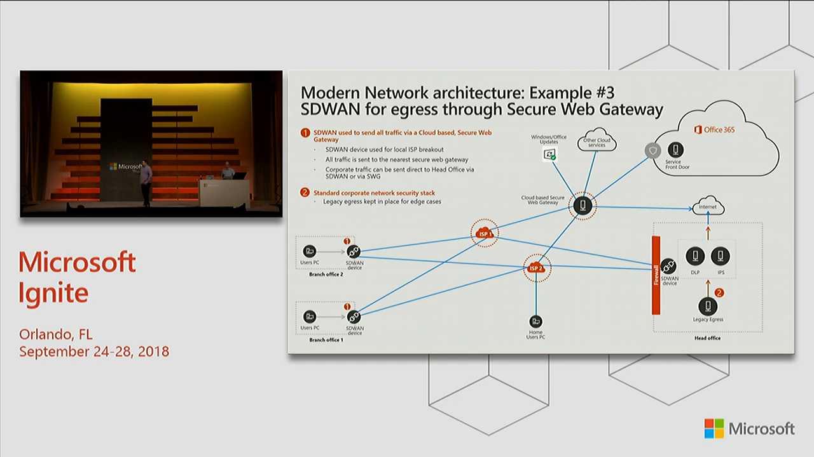And this model's quite useful for home users' PCs. They can still use these cloud proxies wherever they are and send our traffic through into the same cloud secure web gateway that the branch offices do.